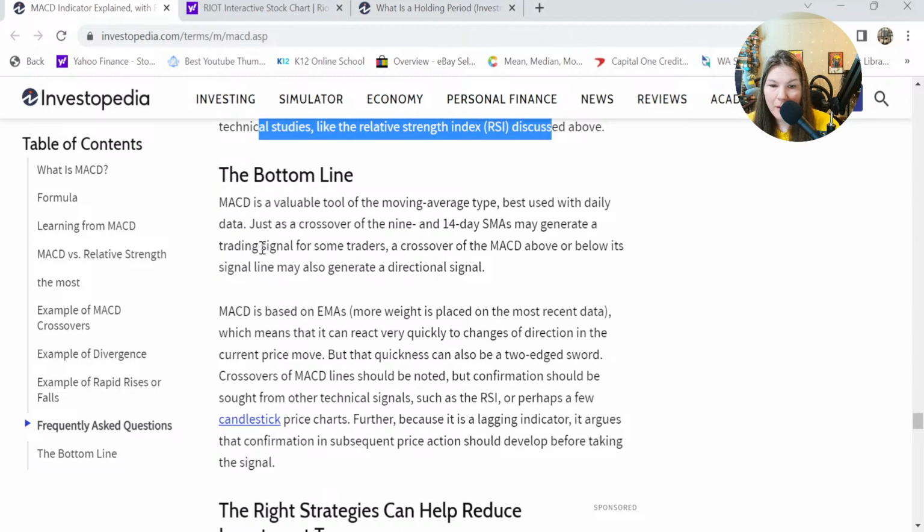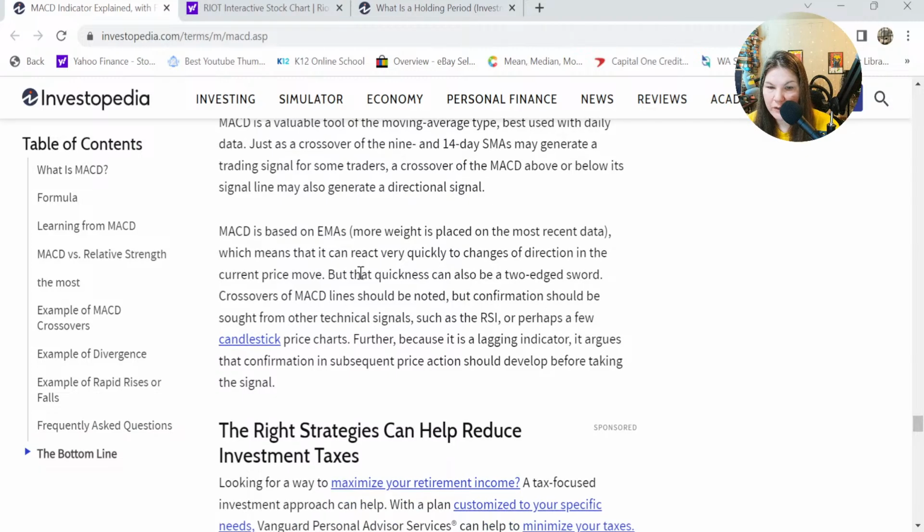The bottom line: MACD is a valuable tool of the moving average type, best used with daily data. Just as a crossover of the 9 and 14-day SMAs may generate a trading signal for some traders, a crossover of the MACD above or below its signal line may also generate a directional signal. MACD is based on EMAs. More weight is placed on the most recent data, which means that it can react very quickly to changes of direction in the current price move.